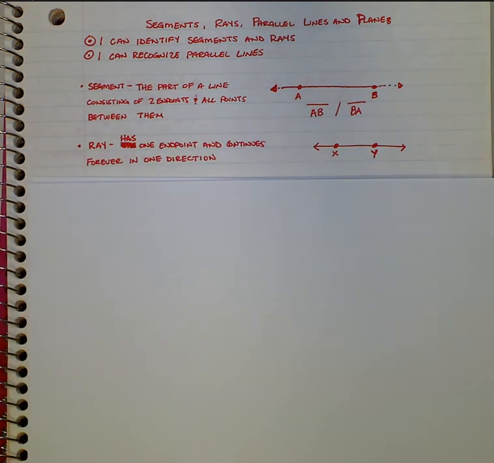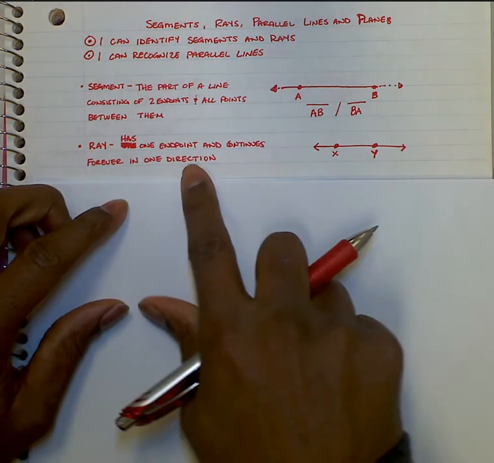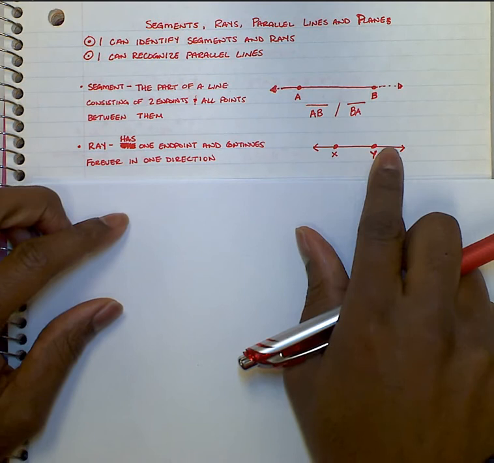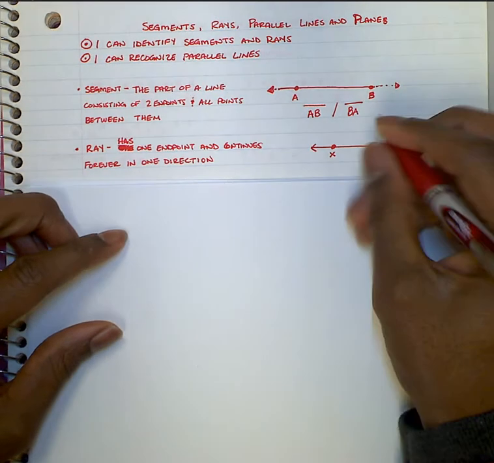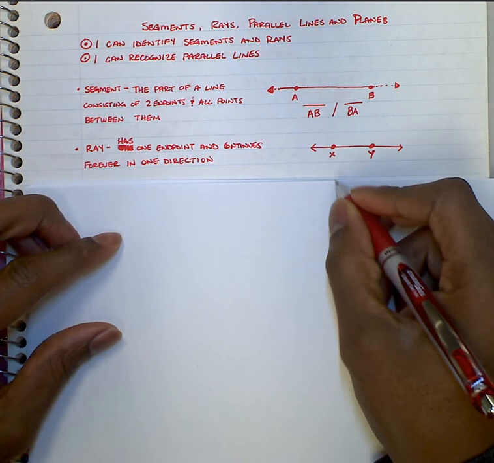Segment and ray. The easiest way for me to remember this is like a ray of sunshine. It has one endpoint. It comes from the sun and it continues on forever. So a ray has one endpoint and continues on forever. We're just looking at this line XY for right now. But if I said ray XY, that would mean something different than line XY.